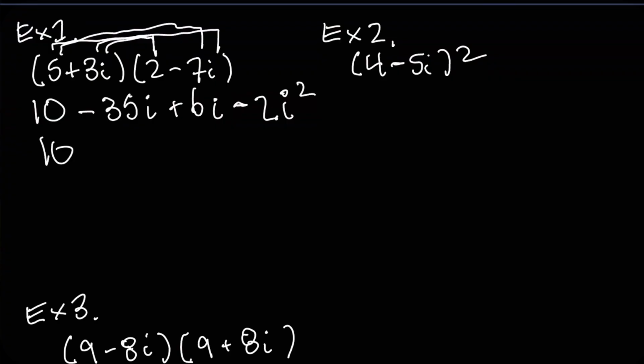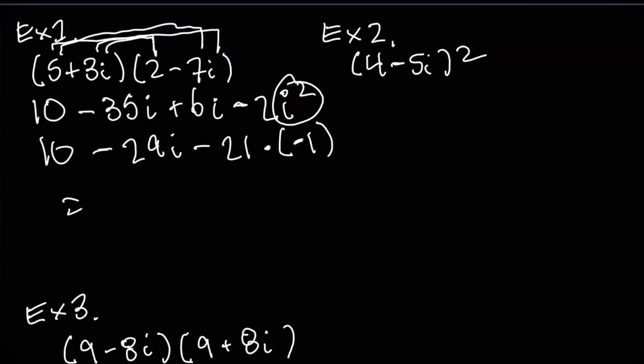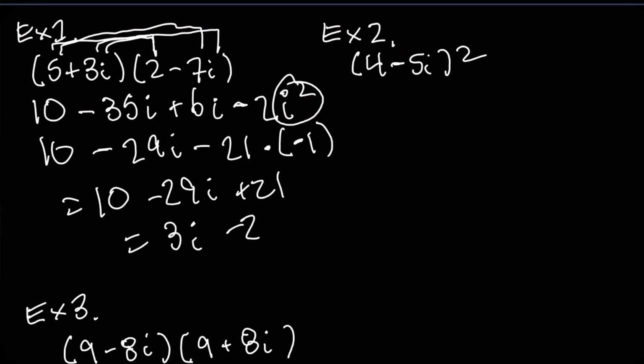We'll have 10 minus 29i minus 21 times i squared, and if you recall, i squared is equal to negative 1, so we can go ahead and put that in there. And then our result should be 10 minus 29i plus 21, which is equal to 31 minus 29i.